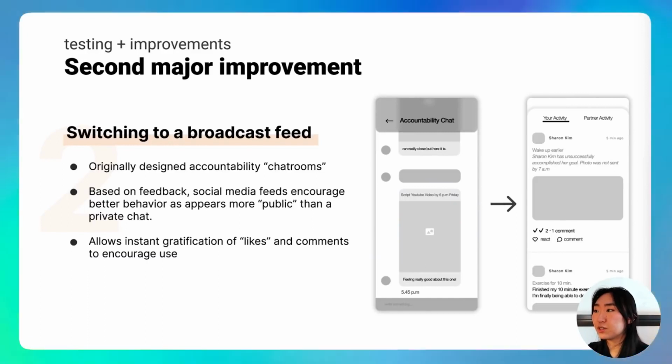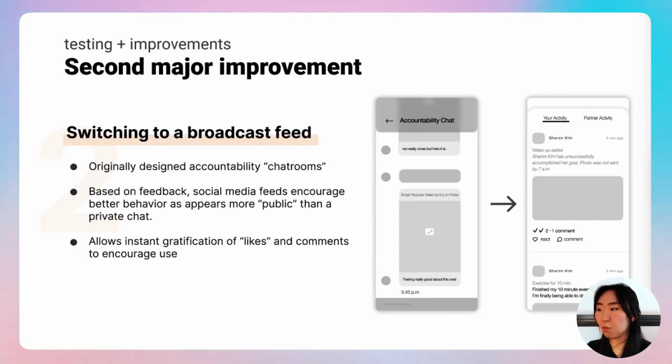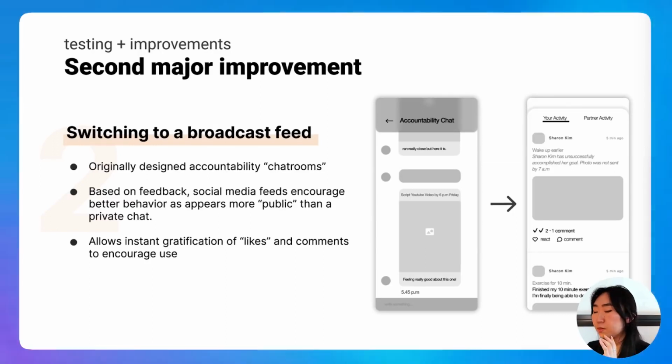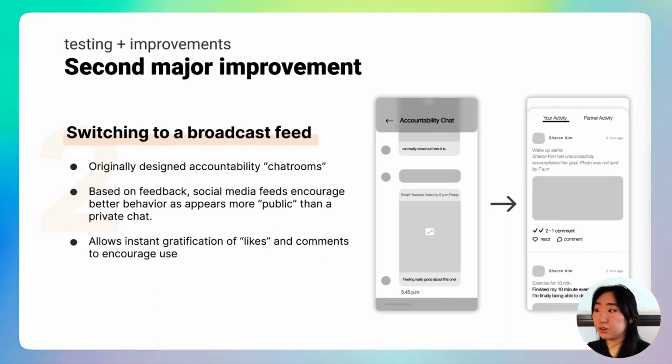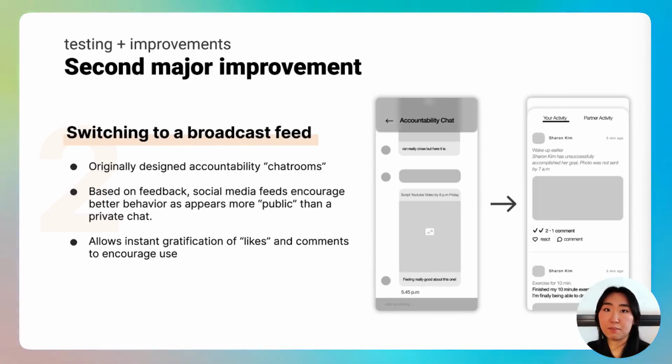Secondly is switching to a broadcast feed. So overall, the way this app works is that you choose an accountability partner, you tell them your goals, and then you have to send evidence for your goals. At first, the medium I wanted to send this evidence to was through a chat room. However, based on feedback, having a more social media-like feed to post your evidence encourages better behavior as it appears more public than a private chat. Also, if it was just a chat room, why not just use iMessage instead? It seemed not as special as it could be for this app design. Plus, switching it to more of a broadcast social media-like feed allows instant gratification of likes and comments to encourage further use.